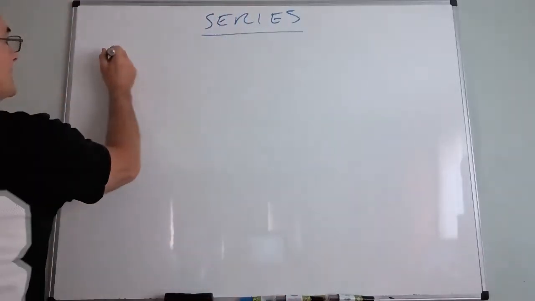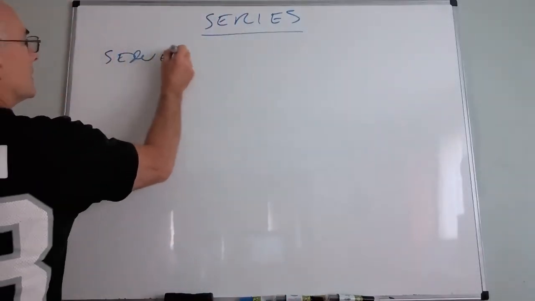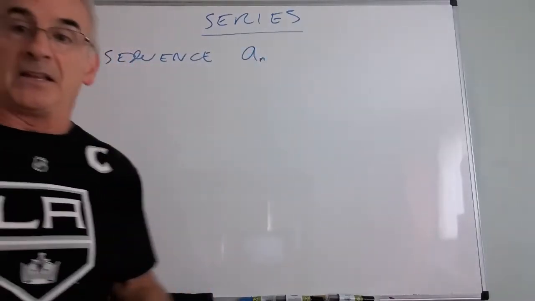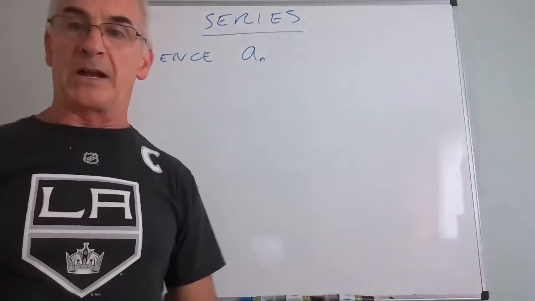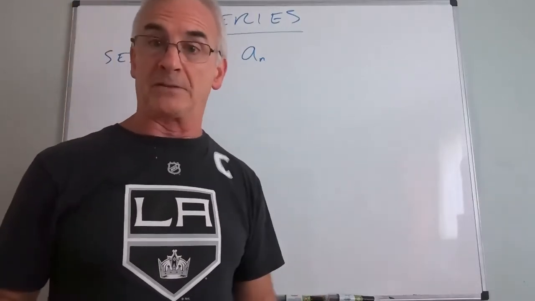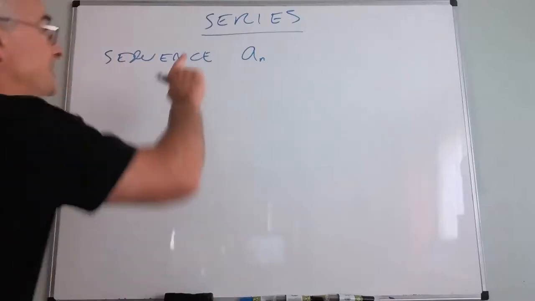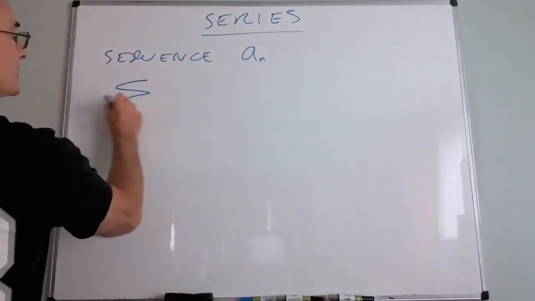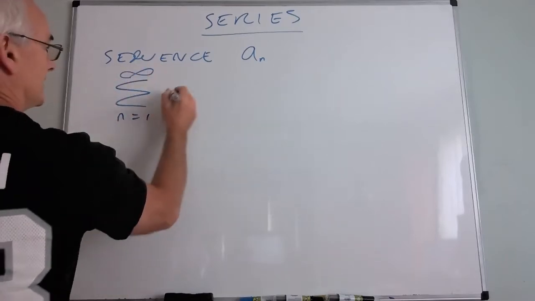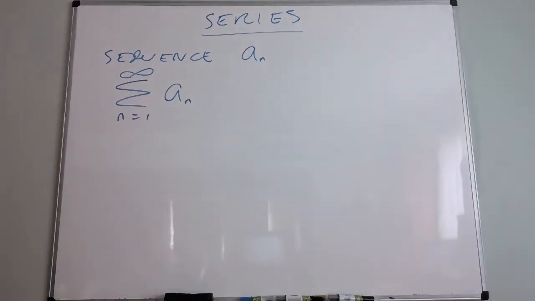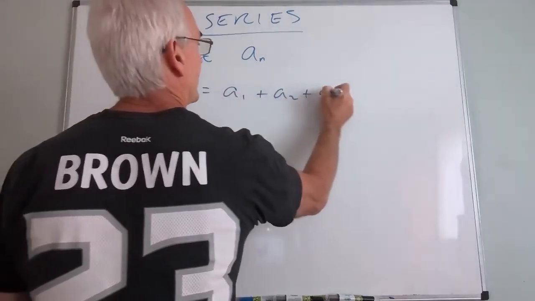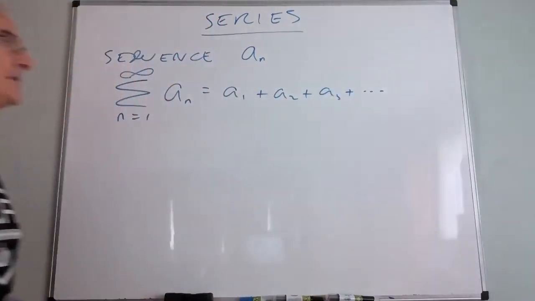So if my sequence is defined by an, an could be n squared, it could be 1 over n, it could be whatever you want it to be, then this is a list of terms, a1, a2, a3, a4, and so on, that goes forever. The series is defined to be the summation from n equals 1 to infinity of an. Oh my gosh. That means a1 plus a2 plus a3 forever and ever and ever.